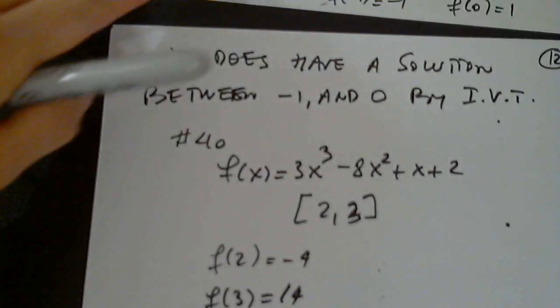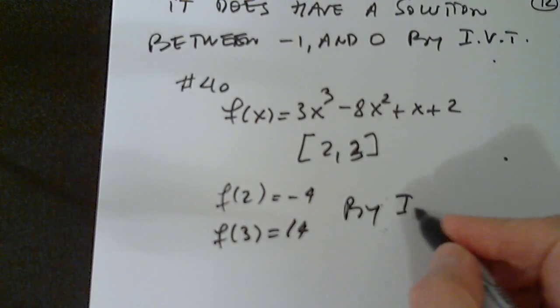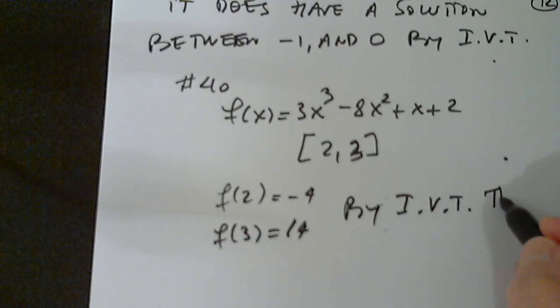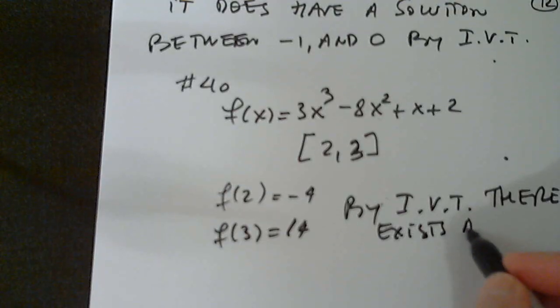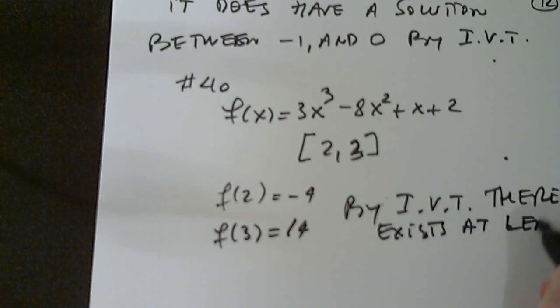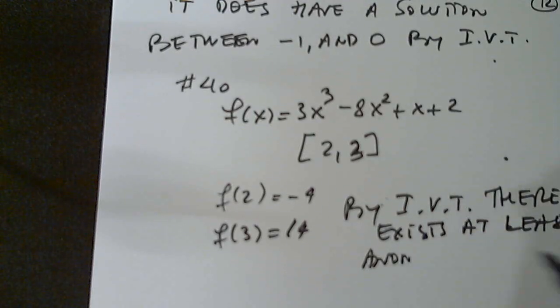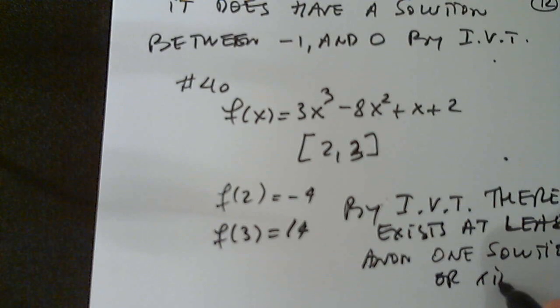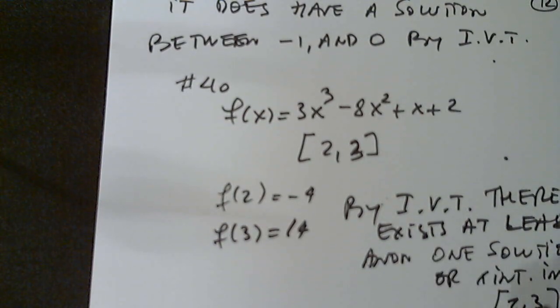Therefore, by IVT, there exists at least one solution, or x-intercept, in 2 to 3. Guaranteed.